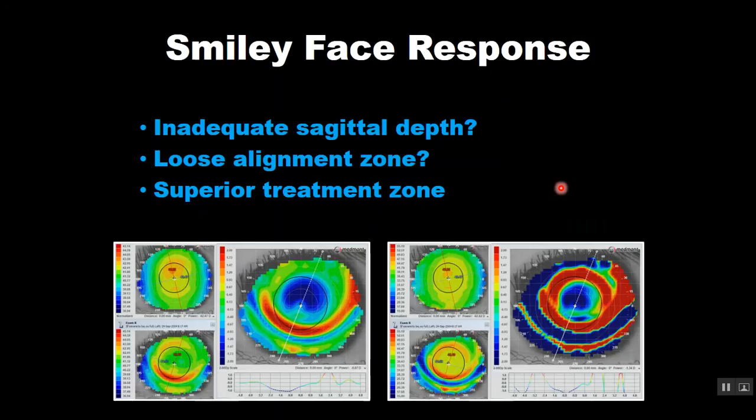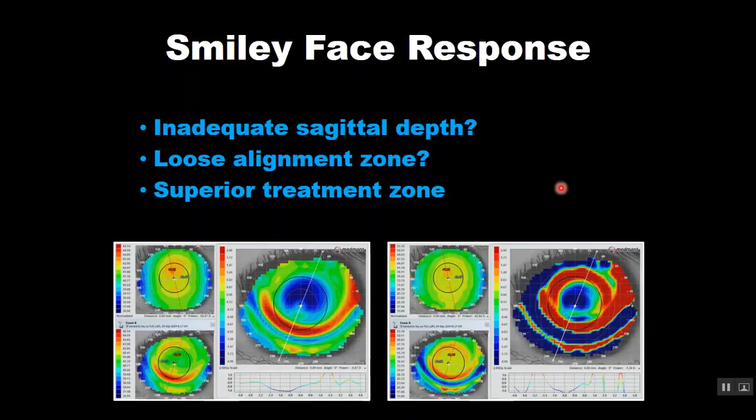So smiley faces can be associated with inadequate depth, a lens that's too close to the cornea, that hits the central cornea, and the lens decenters up. So if you have central corneal staining from inadequate sagittal depth, we want to raise the sag height. We want to raise the lens off the central cornea. Normally the way to do that is to steepen the reverse curve. So more sagittal depth: steepen the reverse curve by 0.1 millimeters.